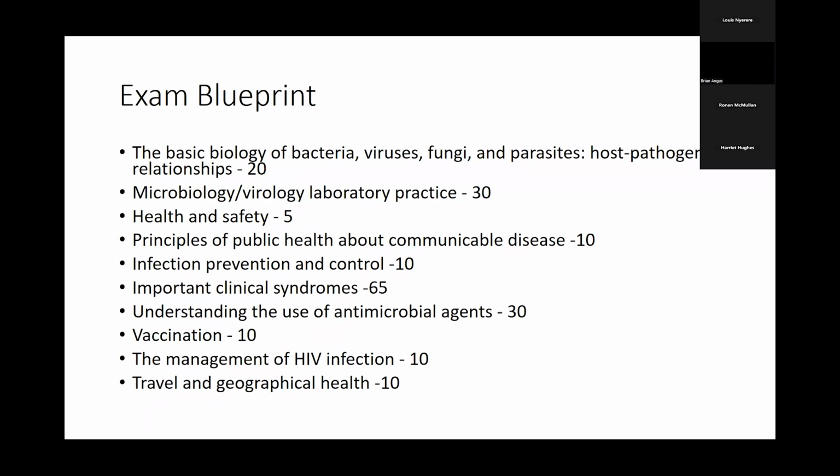And then some 30 questions on the use of antimicrobial agents. And that includes mechanism of action of some of the antimicrobial agents, and also obviously practical things like drug interactions and those sorts of things, and resistance mechanisms. We have some questions, about 10, on vaccination. And again, worth reading the guidelines on different vaccination, particularly the Green Book. And then some 10 questions on HIV infection, and BIVA guidelines, particularly important for those. And then we have 10 questions on travel and geographical health. So particularly a focus on travel medicine.